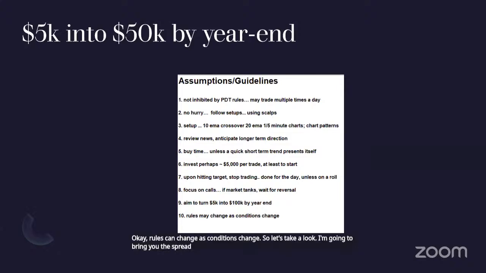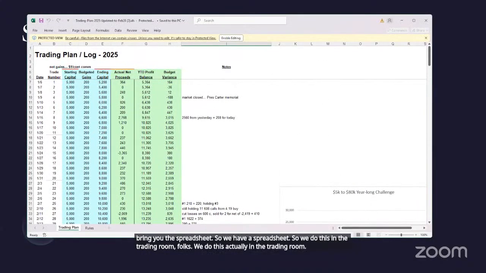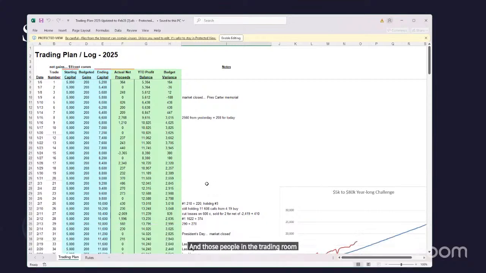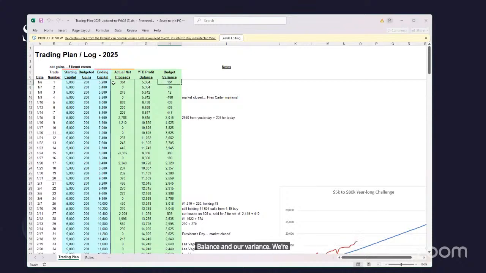We have a spreadsheet, and we do this in the trading room, folks. Those people in the trading room have access to this spreadsheet. We started here January the 6th with $5,000. We're looking for a modest $200 a day gain. Here are the actual proceeds and our actual year-to-date balance. Our variance: we're up $164 because we made $364 that day. The next day we did not trade, which put us down minus 36, and we kept going along with this.